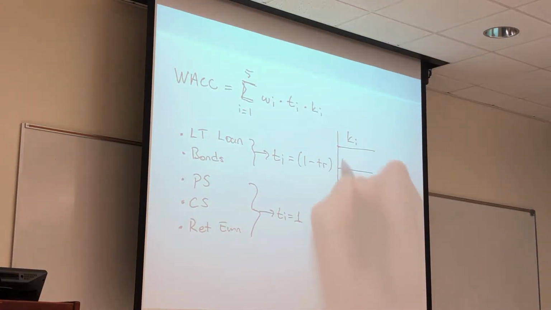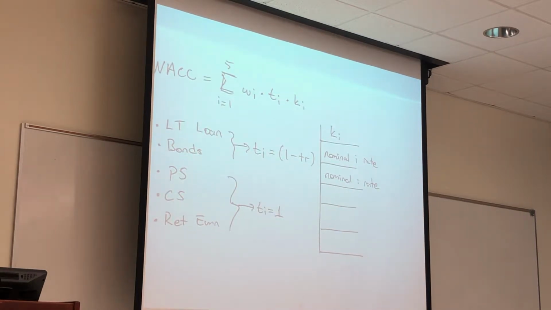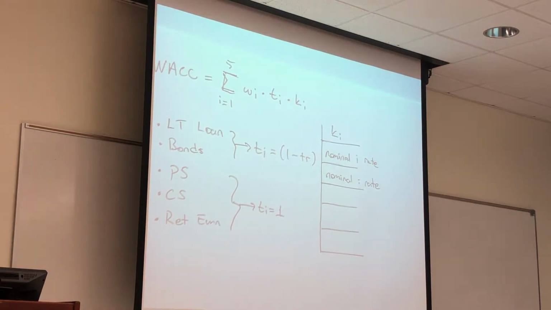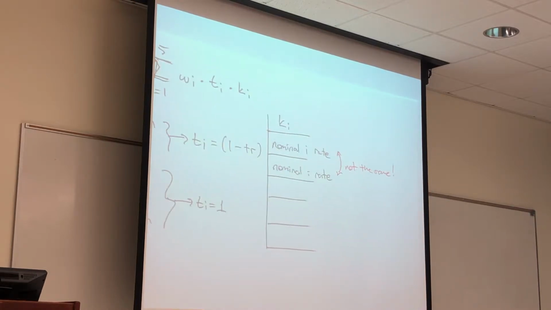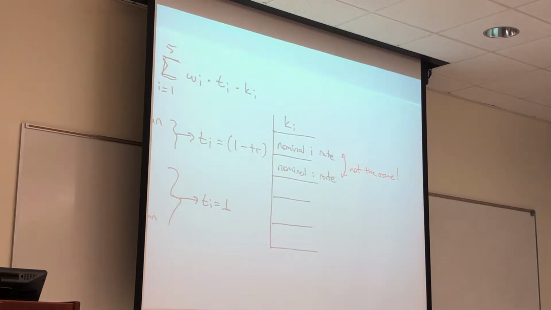So let's write that down. K_i will be equal to the nominal interest rate, but don't mix them up. They have different nominal interest rates. They're not equal for both. Not the same.